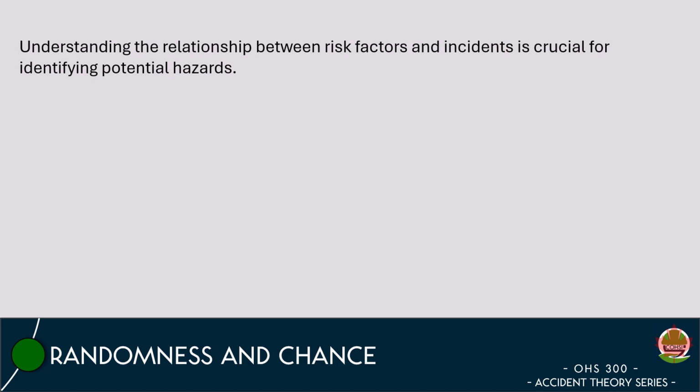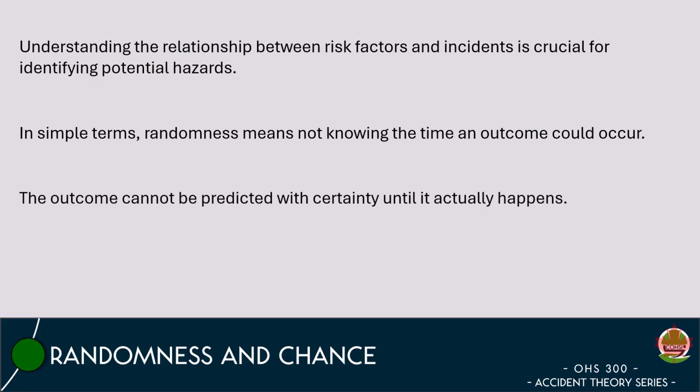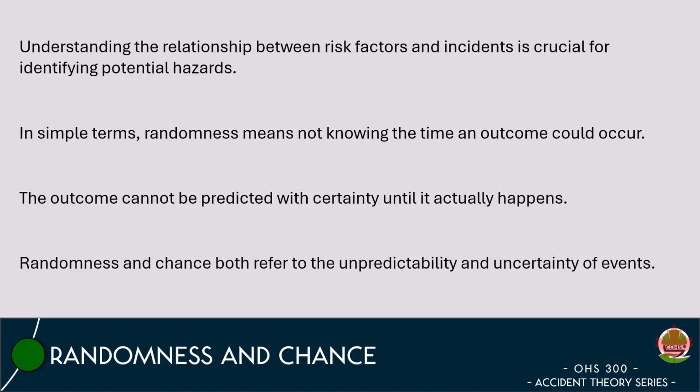Understanding this relationship between risk factors and incidents is crucial for identifying potential hazards and preventing future occurrences. In simple terms, randomness is not knowing the time that an outcome could occur, and the outcome cannot be predicted with certainty until it actually occurs. Randomness and chance are closely related, as both refer to the unpredictability and uncertainty of events.